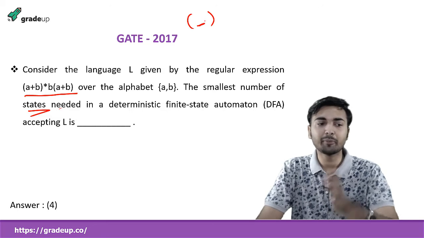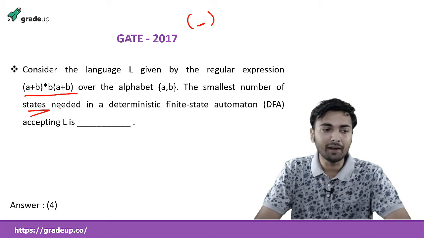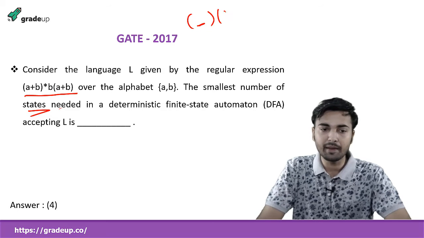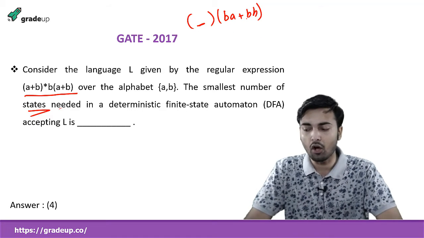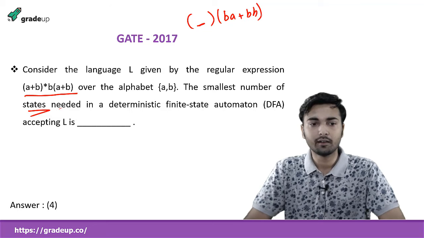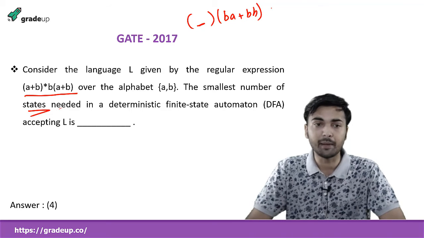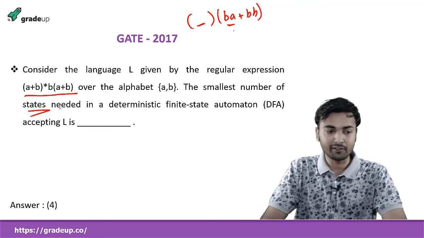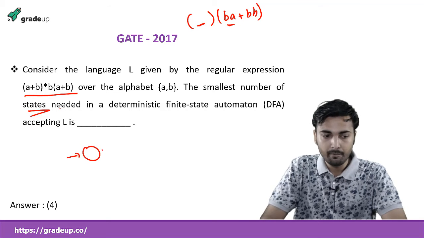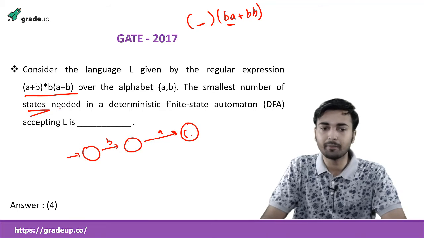(a+b)* means anything can come, but if I open this bracket, it should end with (ba+bb). It is saying it should end with BA or BB. Now let us try. First, the minimum string is BA. So draw the DFA. B, A will be accepted.